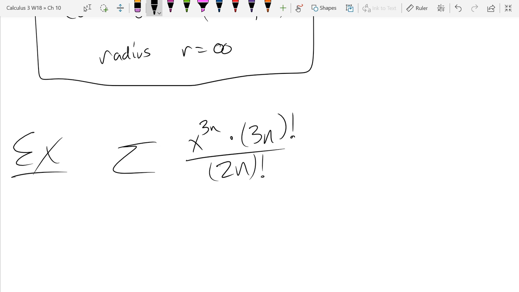So I can already tell ratio test, definitely the way to go. Almost any factorial series, you want to go with ratio test. So go ahead and apply the ratio test here.